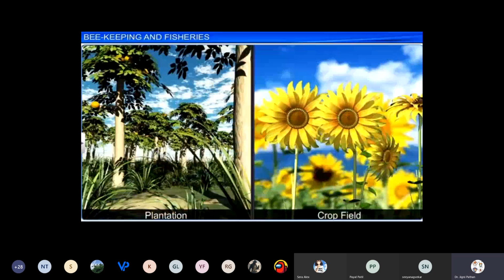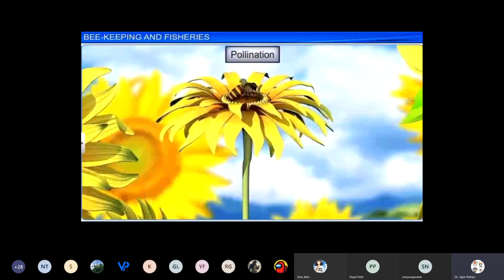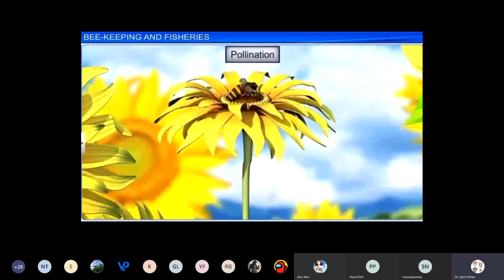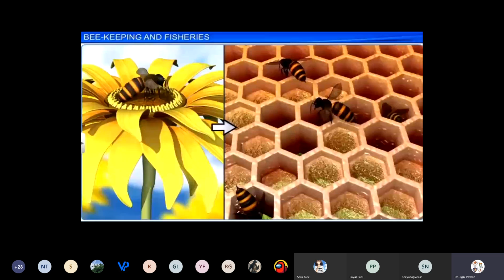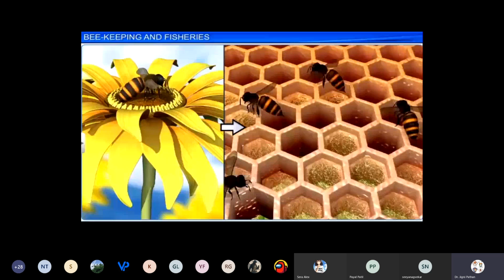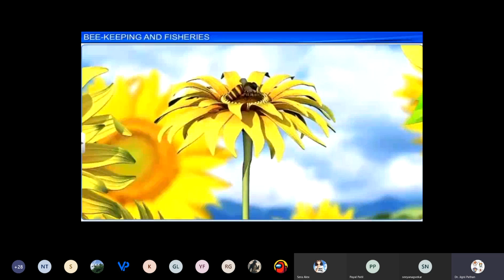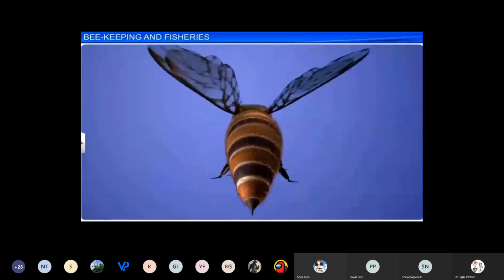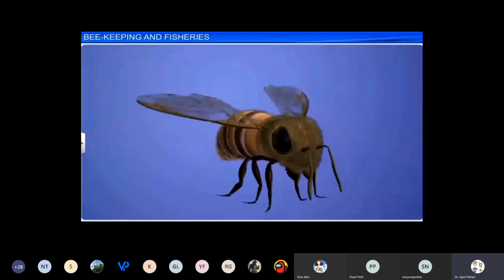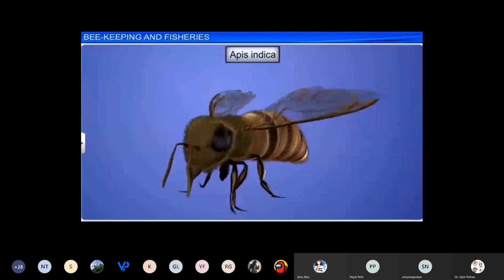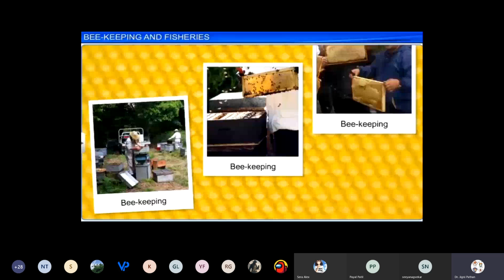Honeybees act as pollinators by helping crops like sunflower during flowering. In turn, they get nectar from flowers. As a result, farmers get a high yield in terms of crops as well as honey. The most commonly reared honeybee species is Apis indica, also called the Indian bee. Although beekeeping is easy, it does require some knowledge and training that is provided by certain organizations.